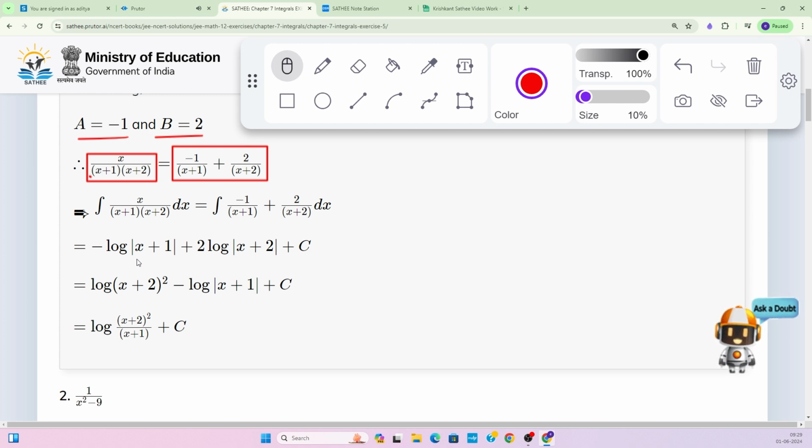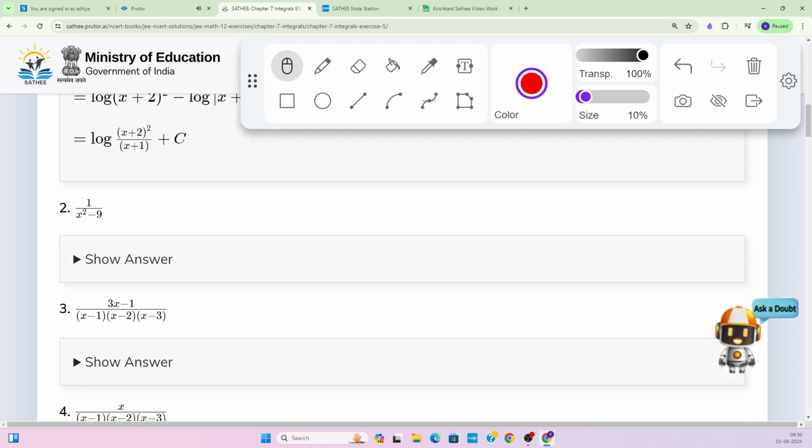Simplifying this using the logarithmic properties, it will be log modulus of (x plus 2) whole square divided by (x plus 1) plus some constant. I hope it is clear to you. So let us move to the next problem.